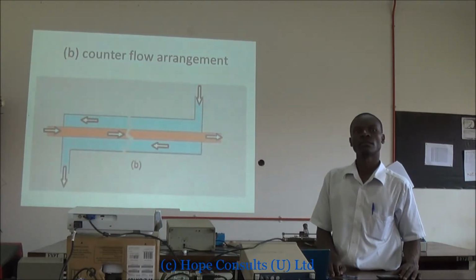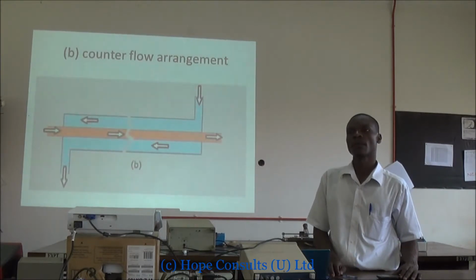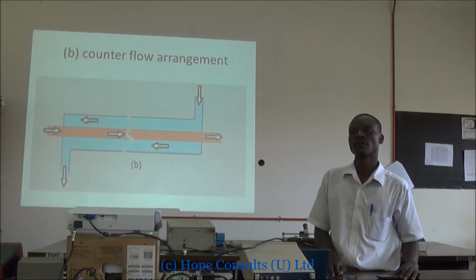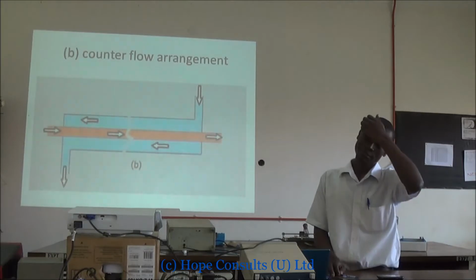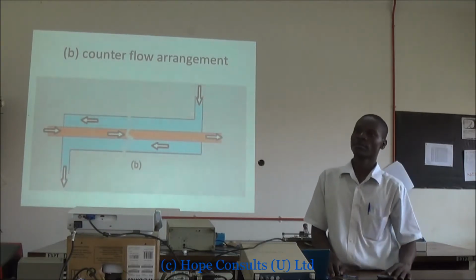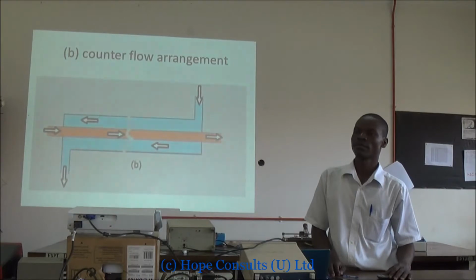Counter is that they are moving in different directions. Parallel, they are moving in the same direction. Make it clear, the effect: in counter, one liquid leads to the drop in temperature of the other. Because if you have counter flow, one liquid will come with a very low temperature, and another one is high, the one you want to cool. So at the first point of contact, there is a high temperature gradient, and hence there will be the flow of heat from one liquid to another. At every point of contact in counter flow, because they are flowing in different directions, there will be a high temperature gradient.